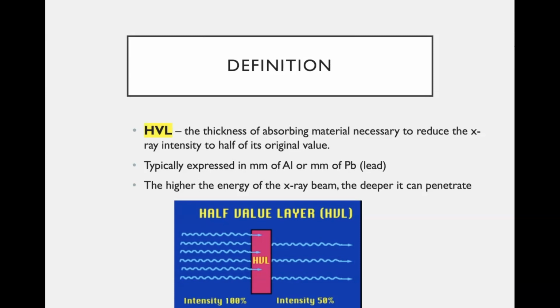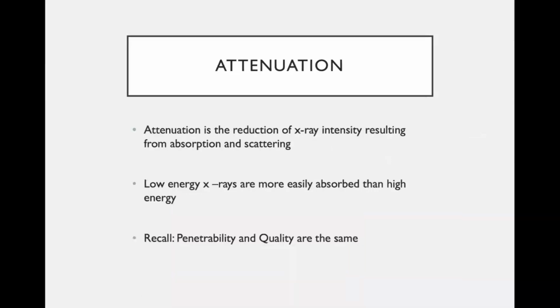So here's the picture, and it's showing a bunch of photons here on the left, and this half-value layer is going to reduce the number of photons by half. So you can see the intensity, which is another term for number of photons. So attenuation is the reduction of the X-ray intensity resulting from absorption or scattering. So low energy X-rays are more easily absorbed than higher energy because the higher energy photons have the ability and the energy to pass through a material.